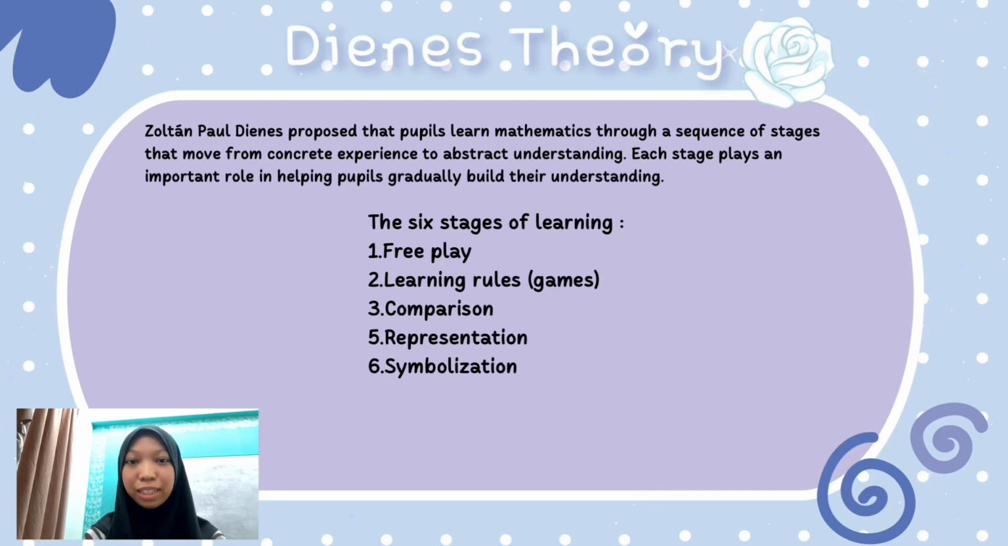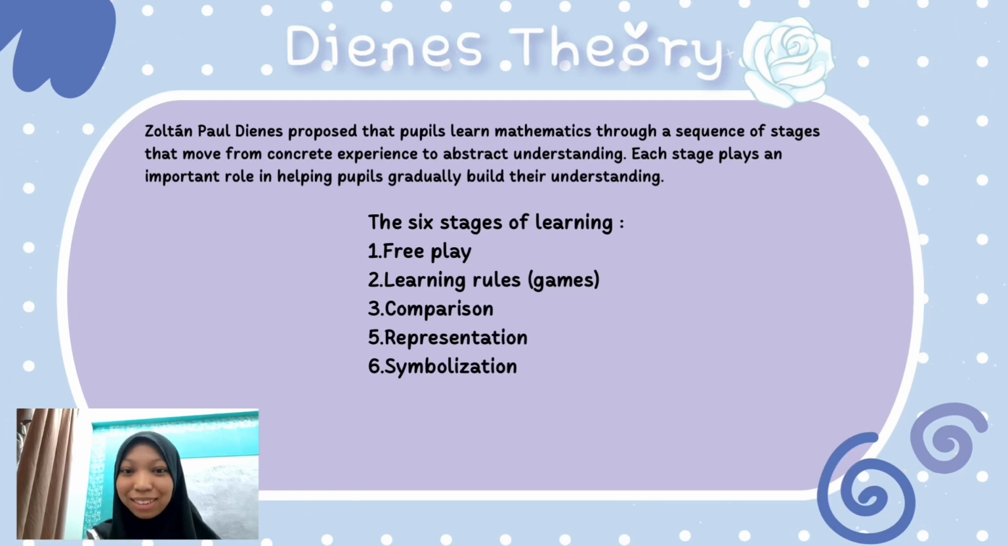Next is Dienes' theory. Zoltan Dienes proposed that pupils learn mathematics through a sequence of stages that moves from concrete experience to abstract understanding. Each stage plays an important role in helping pupils gradually build their understanding. So what are the 6 stages in Dienes' mathematics learning theory? The first one is free play, followed by the rule-governed stages, which are game, comparison, representation, and symbolization. These stages show that understanding is built step by step and not instantly, which explains why pupils need experience before learning formulas.